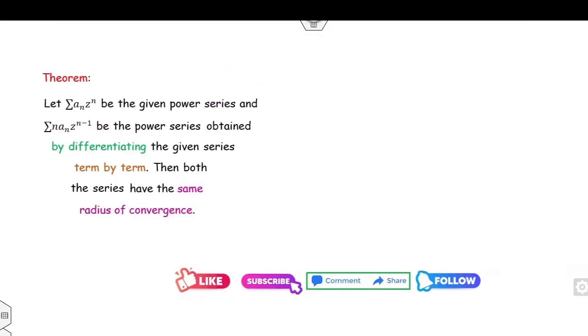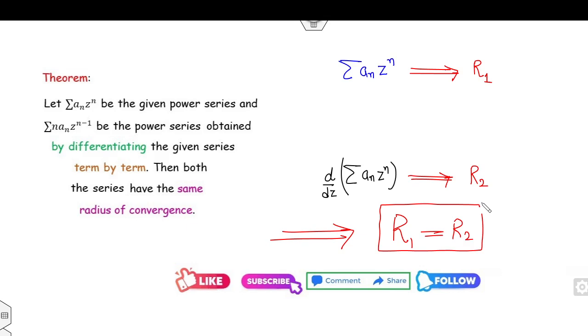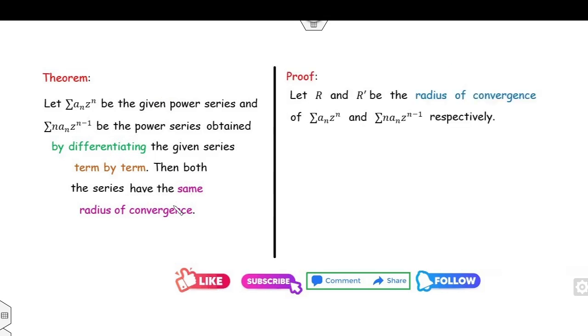Now, another beautiful result is, if you have the power series an z raised to power n, the second power series you can obtain by taking the derivative of this power series. If this power series has the radius of convergence r1, this power series has the radius of convergence r2. This result suggests that both the radii of convergence are the same. This is a very beautiful property. The power series and the power series obtained by differentiating, both have the same radius of convergence.